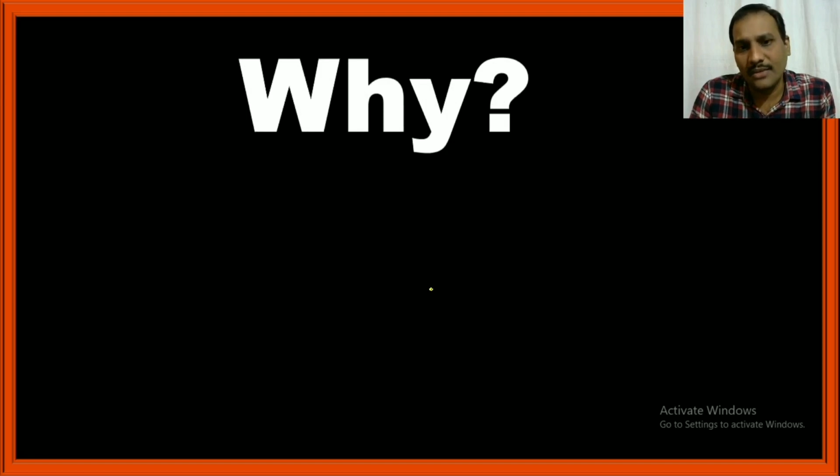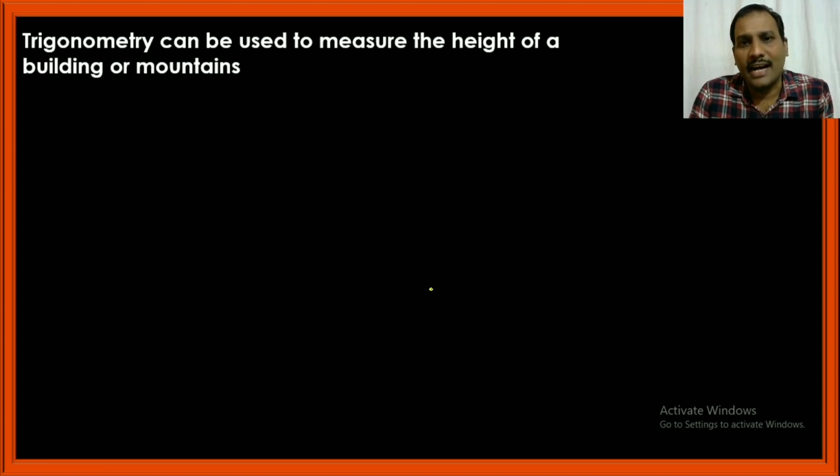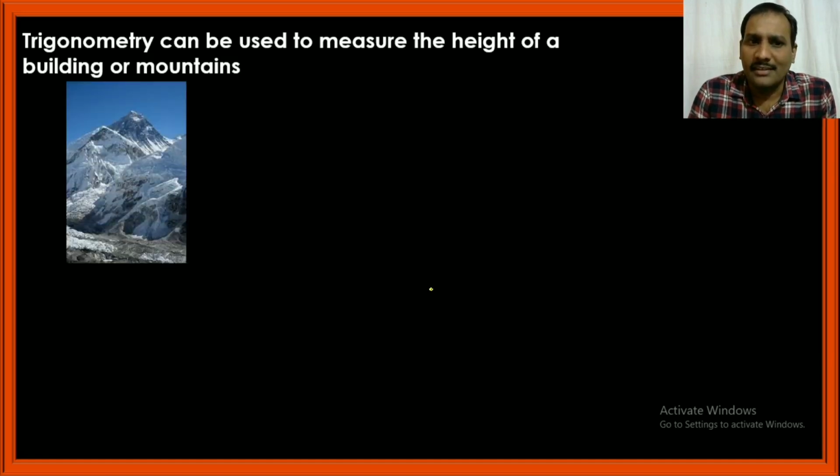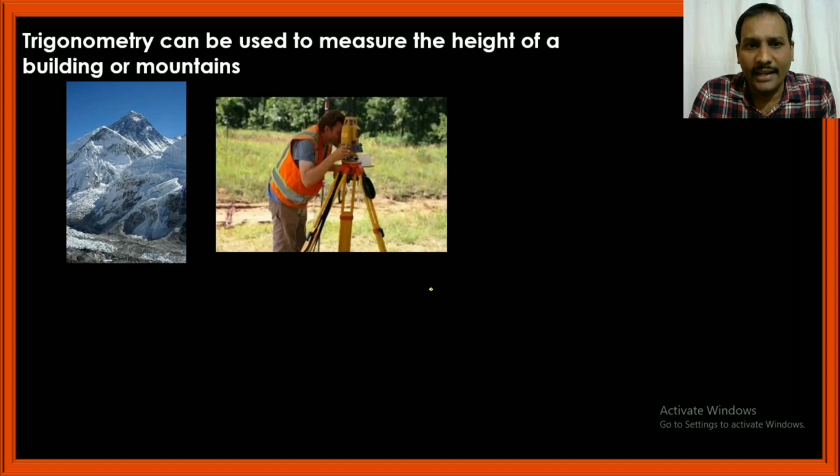What are the uses of trigonometry? Trigonometry is widely used in finding the heights of buildings, mountains, towers, etc. If you observe here, this is Mount Everest. The height of this Mount Everest is measured using trigonometric formulae and an instrument called theodolite.